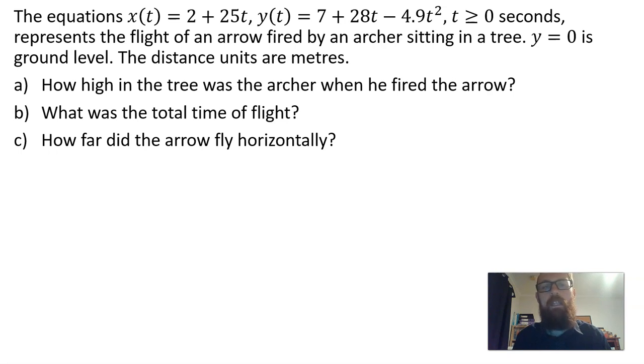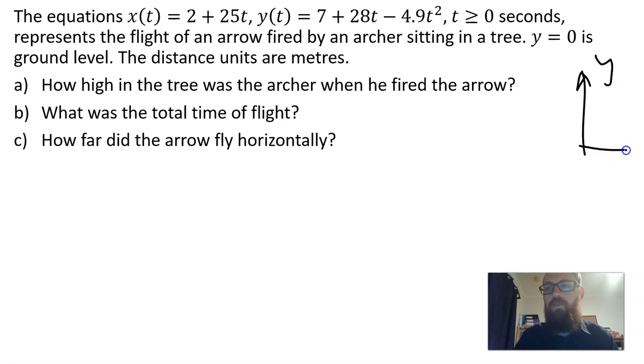So let's have a look at part A. How high in the tree was the archer when he fired the arrow? When the archer fired the arrow, that's going to occur at t equals 0 seconds. And the height is dependent on the y, because just like a standard Cartesian graph, y is vertical, x is horizontal. So we're interested in the vertical. So at t equals 0, y is going to give us our height. We're going to get 7 plus 28 times 0 is 0, take 4.9 times 0 is 0, so it's going to equal 7.